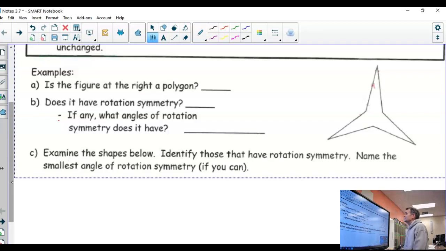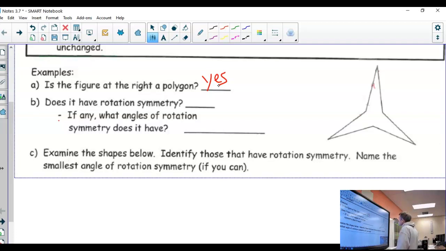All right, so is the figure at the right a polygon? Last section, we looked at what is and is not a polygon. This has all straight sides and it's closed. It's a polygon. Does it have rotation symmetry?